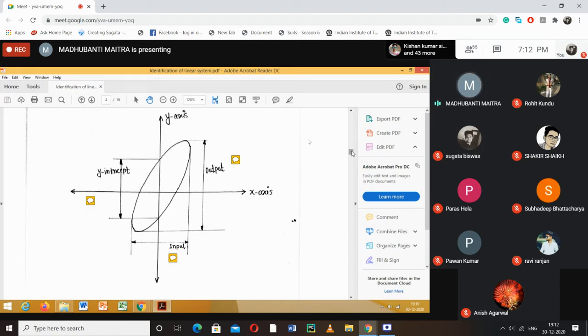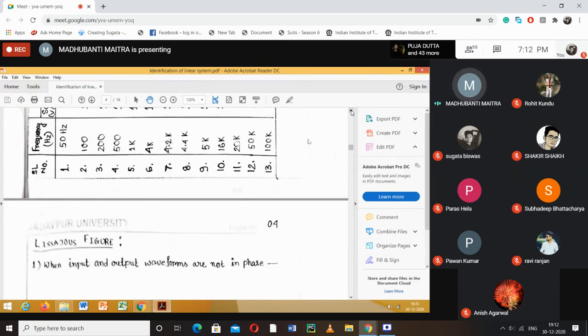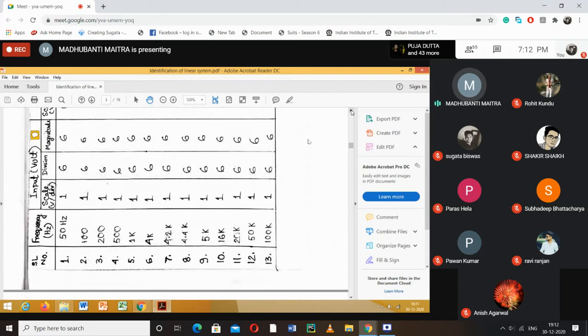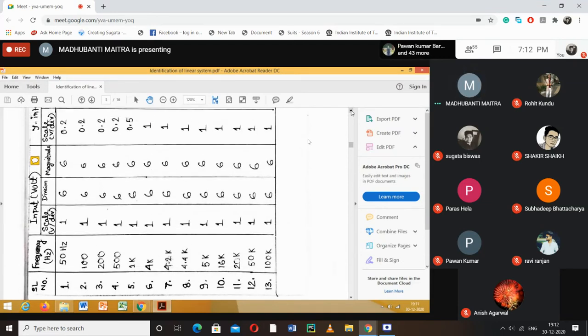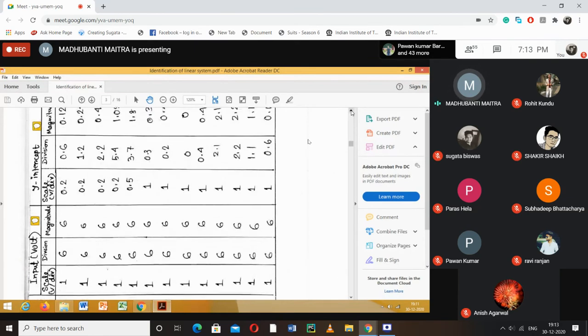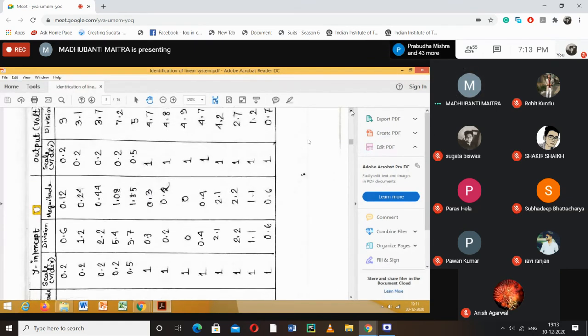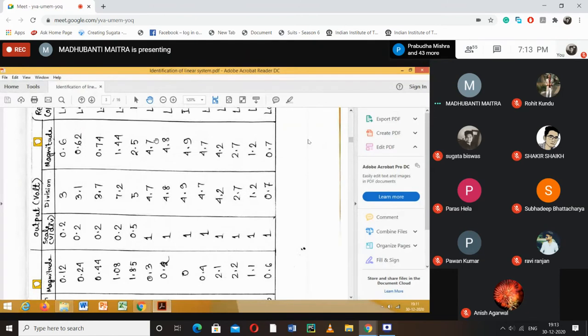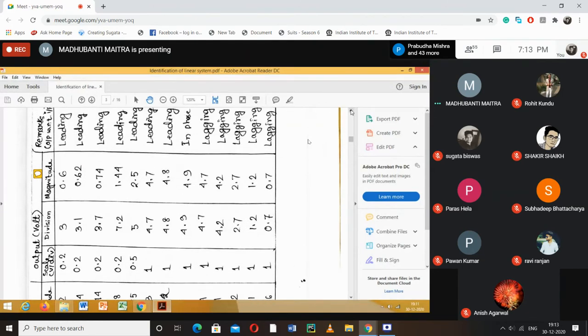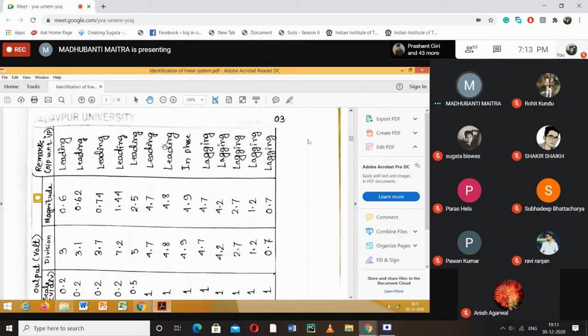So now we know how to find out the y-intercept, and how to measure the output and the input. For each and every frequency, for 50 hertz, I'm not rotating this one any further. So we can compute the gain here in this report. The gain and the phase shift have not been calculated in this particular table.